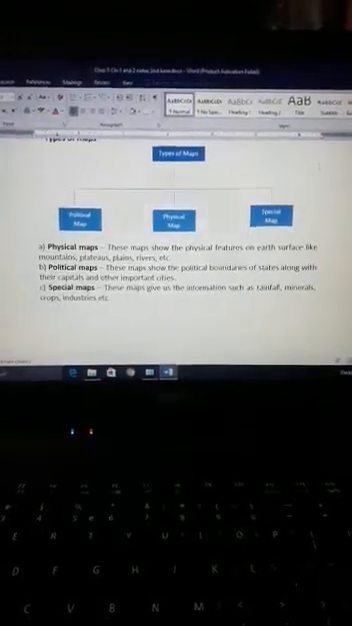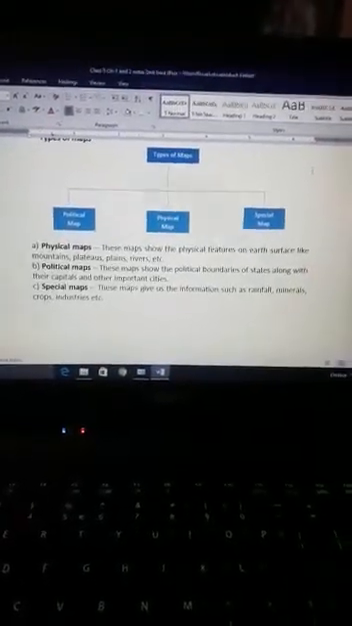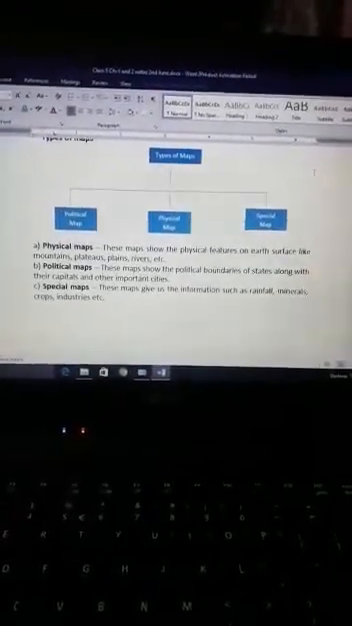Let's discuss some types of map. There are different types of maps like political map, physical map and special maps. Political map shows the political boundaries of the states, of the cities and the countries. Now let's have a look at a political map.